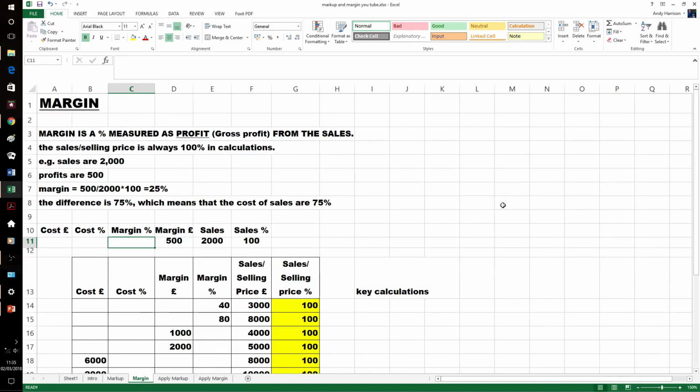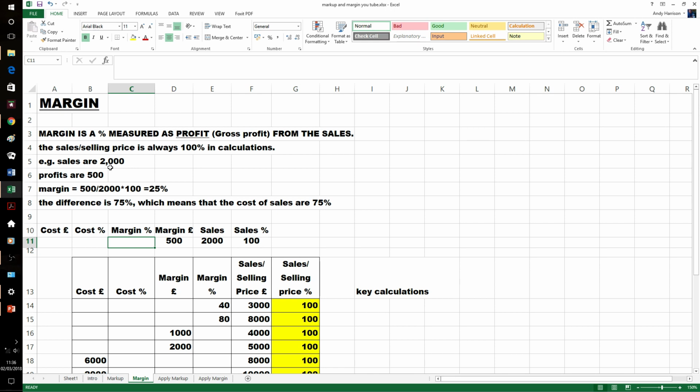So margin, we're now working downwards from our selling price. So the sales is 100%. And the margin means gross profit, or gross profit margin, as a percentage of the sales. If they wanted you to calculate net profit as a percentage, it would have to say net or operating or profit for the year from sales. So in this case, the selling price is always 100% in calculation, so you won't see a percentage more than 100.